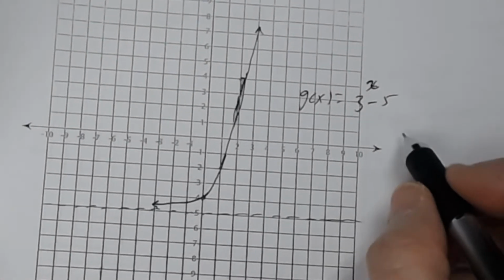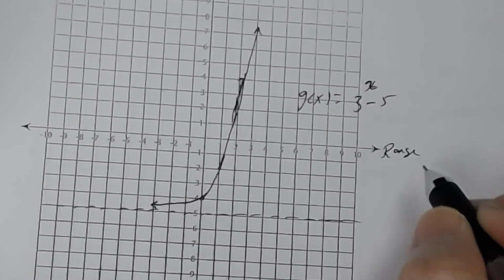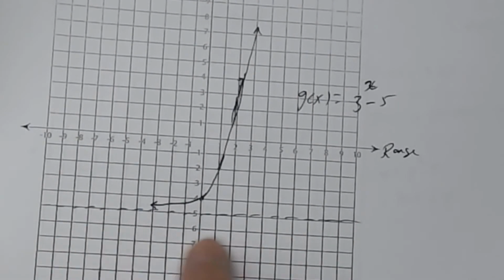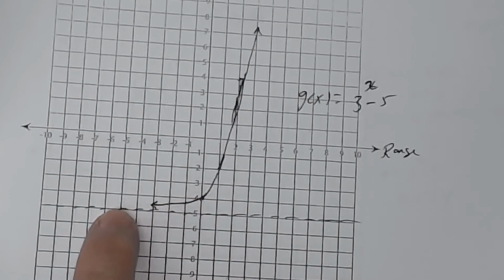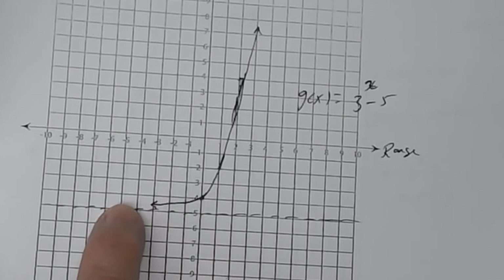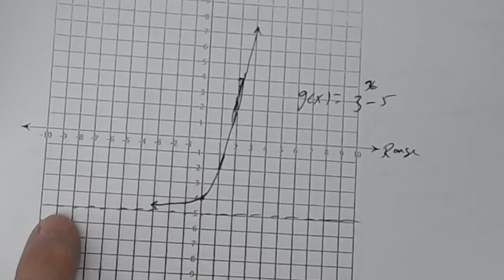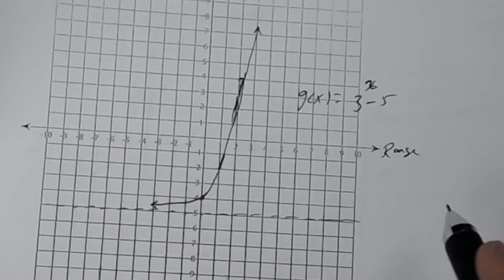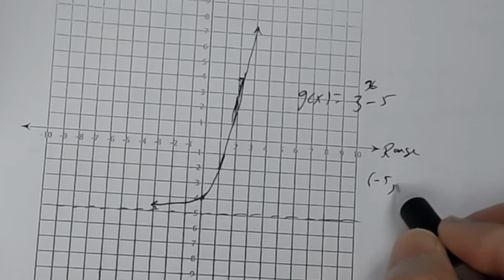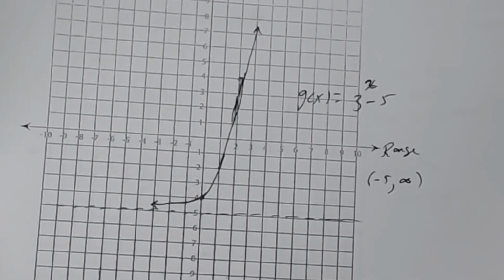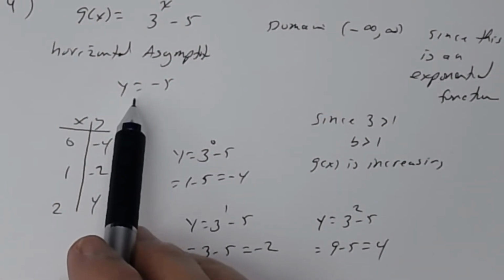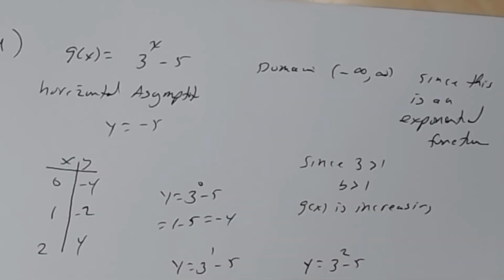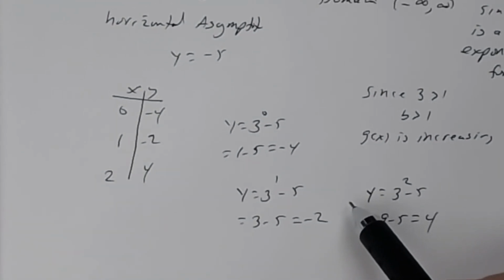All right. So the range. Let's talk about the range here real quick. The range will be from your horizontal asymptote, which is negative 5. But remember, am I ever going to get a y value of negative 5? No, because the graph does not cross the horizontal asymptote. So you get negative 5 to infinity. All right, and we saw that this was an increasing function. We found the horizontal asymptote. We found the domain, and that's about it. So that's how you graph these.